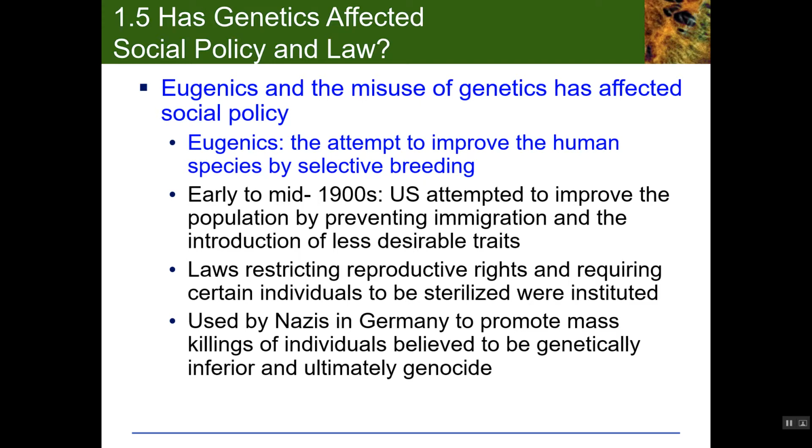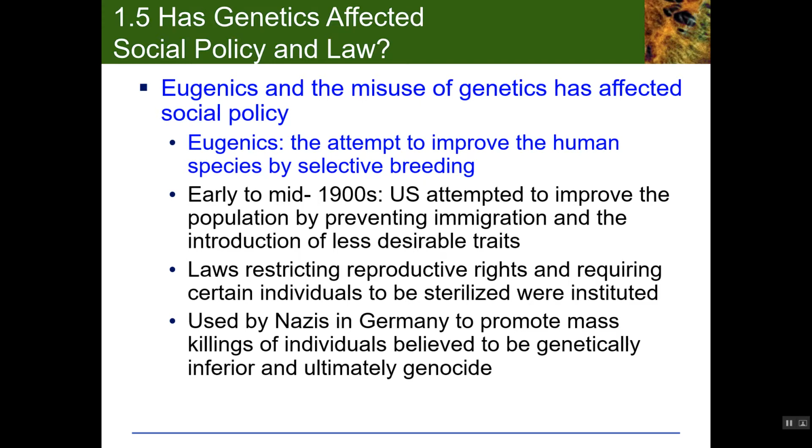And genetics has also affected social policy and law. Again, here's that intersection of society and science. And one of the things that was an issue at some point in the past, early to mid 1900s, was eugenics. They utilized, or misutilized, genetics as a social policy. Eugenics was the attempt to improve the human species by selective breeding.